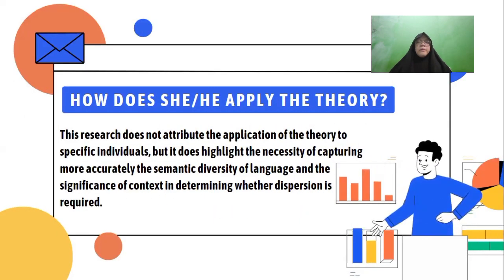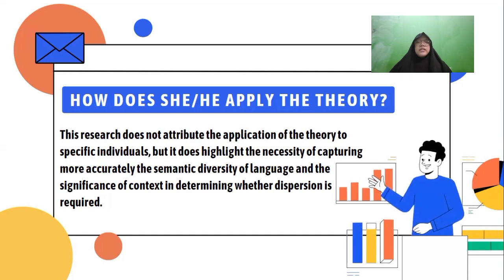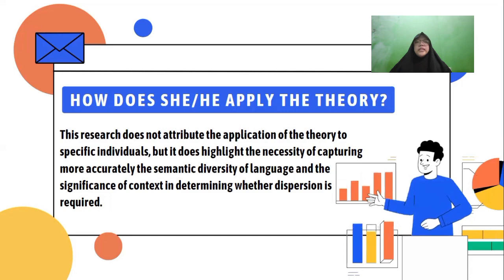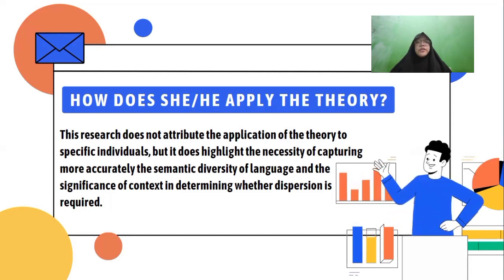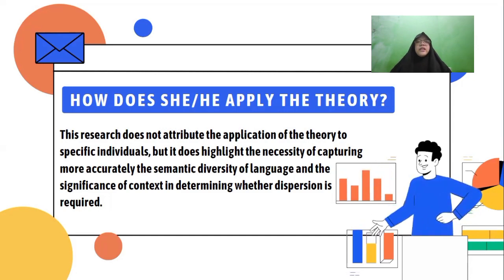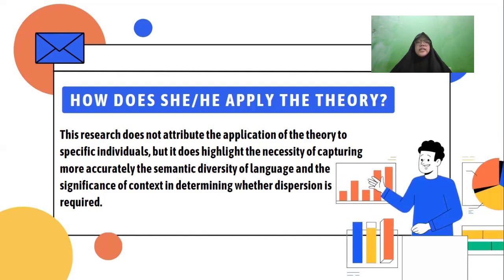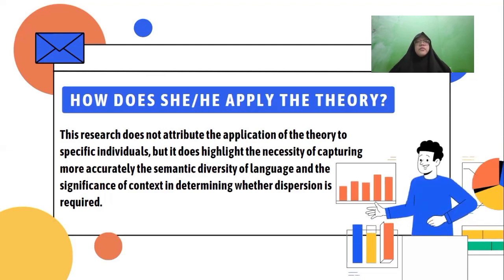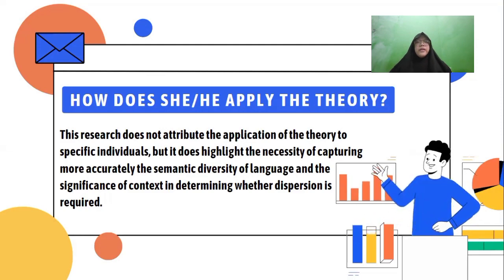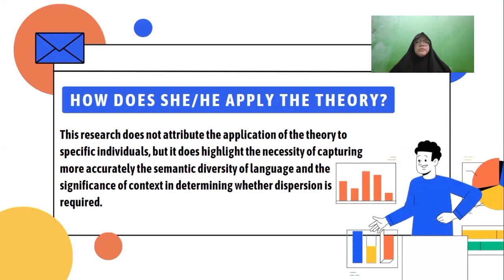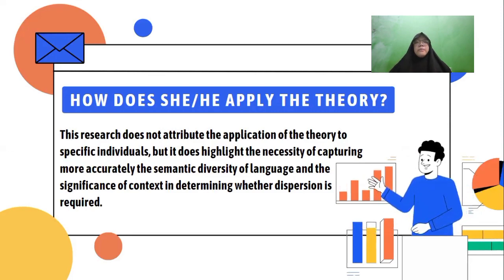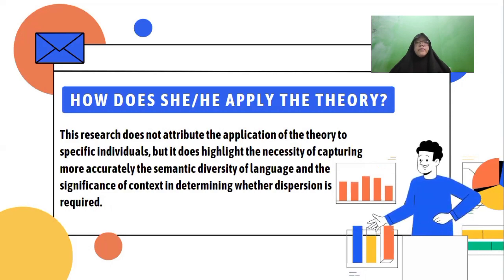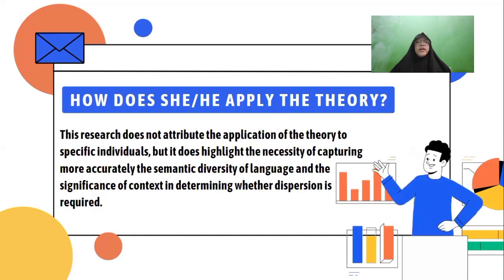How does she or he apply the theory? This research does not attribute the application of the theory to specific individuals, but it does highlight the necessity of capturing more accurately the semantic diversity of language and the significance of context in determining whether disambiguation is required. The research emphasizes the important role of context in determining whether disambiguation, the process of resolving meaning, is reasonable. The intended meaning of an ambiguous word is often best explained through context, as the same word can have multiple meanings depending on its linguistic environment.